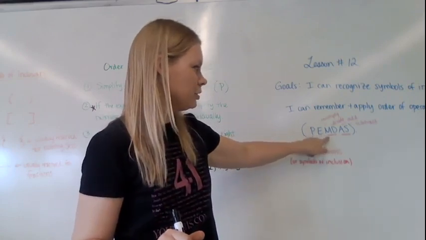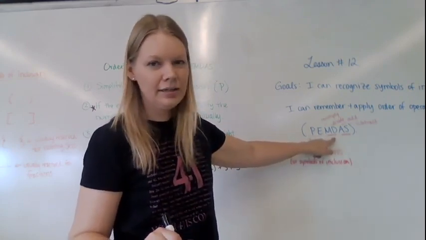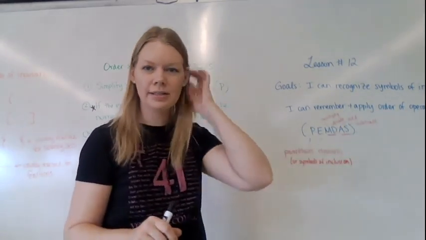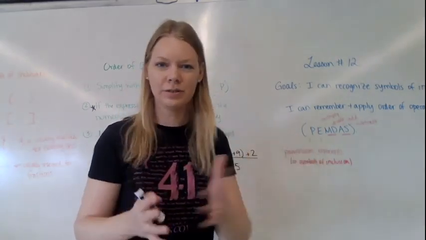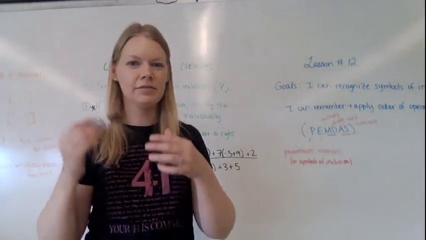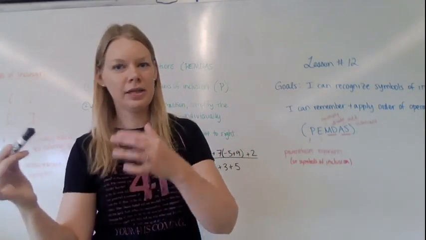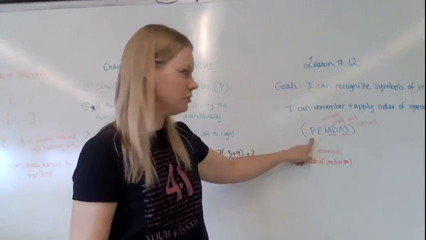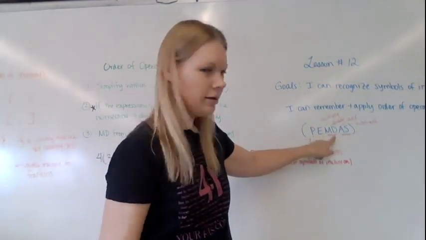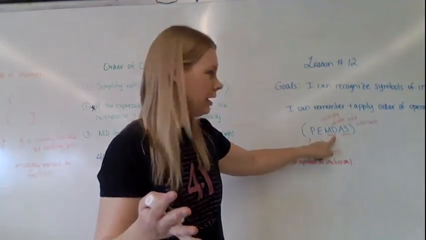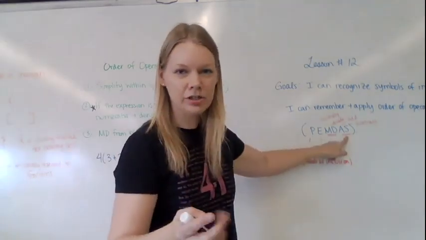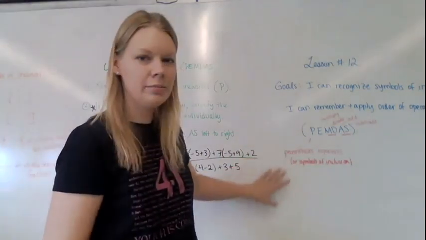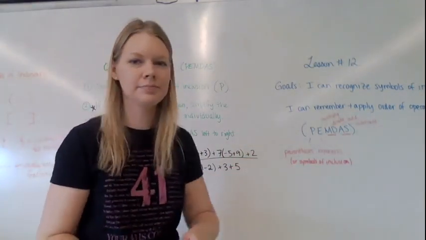MD stands for multiplication and division. And really that's a group. So I chose to underline this to show that it's not as though we do all of the multiplication first and then all of the division. It's from left to right. Any multiplication or division we see, that's the next step. So it's really parentheses or symbols of inclusion, then exponents, then multiplication and division, and lastly, addition and subtraction. So once again, addition and subtraction go together.